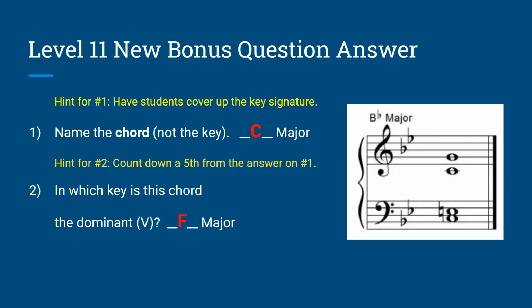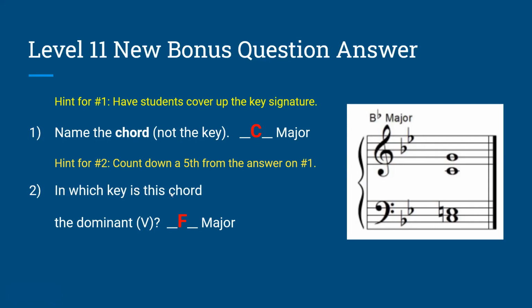So it should go like this. Name the chord, not the key. And if students are struggling, you can have them cover up the key signature portion with their hand, and we'll also have it labeled there, but you can have them cover this up so that they're only focusing on the chord portion. You can have them write out the note names like I have them do when they're writing out the figured bass symbols. So you would write out C, E, G. Okay, the root of that chord is C. So the answer is C major.